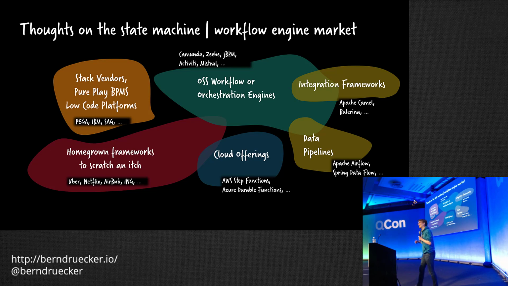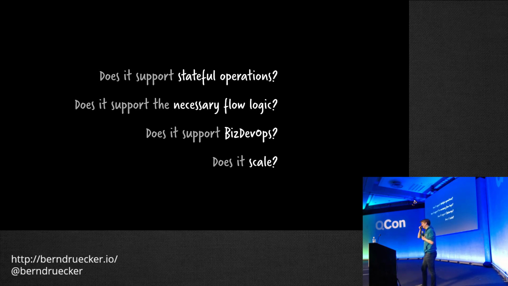If you want to select a tool, what I normally do is I look at these questions. Does it support stateful operations? Like I said, Apache Camel is not stateful, so it doesn't help me to do stateful retrying or compensation for a service which is not available. So that's the first question. The second is, does it support the necessary flow logic? What do I mean by that? Things like compensation, what I meant earlier on, is not supported in all of these languages, so you probably have to build around it, which is kind of a hassle to do. Does it support what I call BizDevOps, that's really visible for different stakeholders? And depending on what you do, does it scale to the extent you need it to scale?